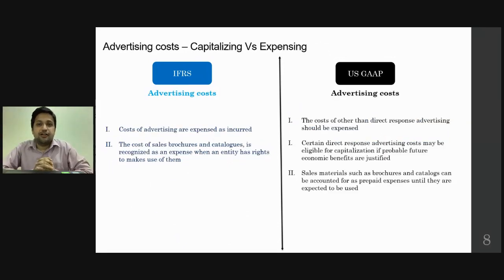Something interesting on advertising cost. As we all know, any form of advertising cost is expensed in IFRS. However, direct response advertising may be capitalized in US GAAP provided that there are future economic benefits. One good example for direct response advertising is social media advertising.